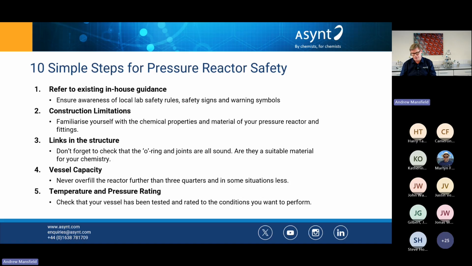Then it's reactor construction limitations. As I've said through this already, we need to work with pressurized reactors that are suitable for the chemistry we want to carry out.